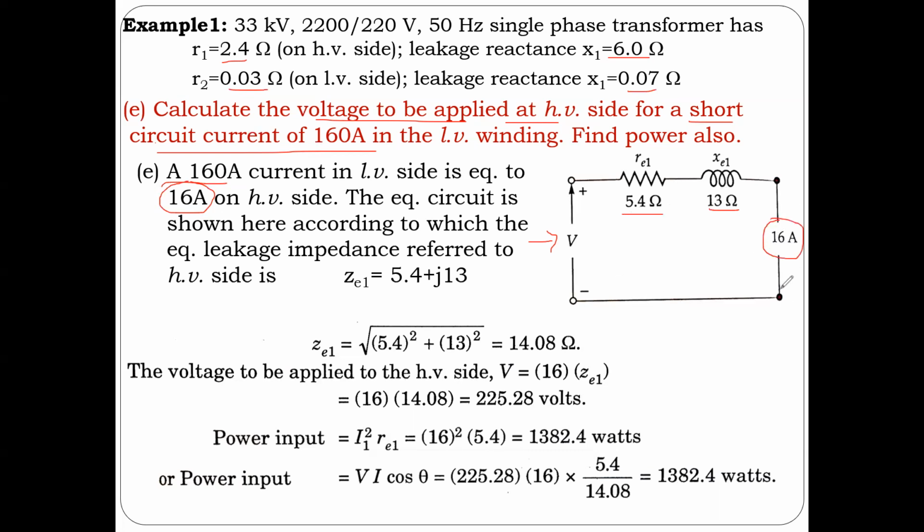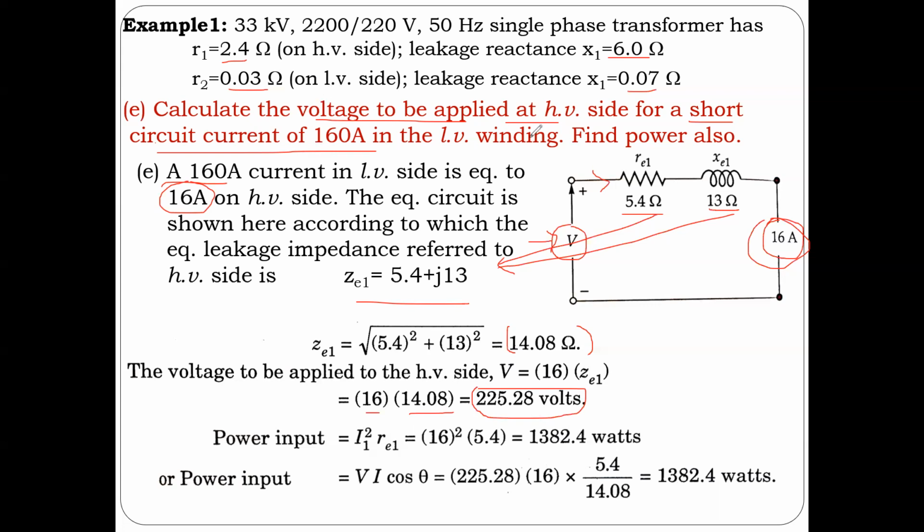It's quite simple in that case, isn't it? All you need to do is, so this is the impedance, as you can see. You know the impedance, which is this. We need to find the voltage, and how much is the current? Current is 16 amps. 16 amps current, and this is the total impedance. You need this much voltage.